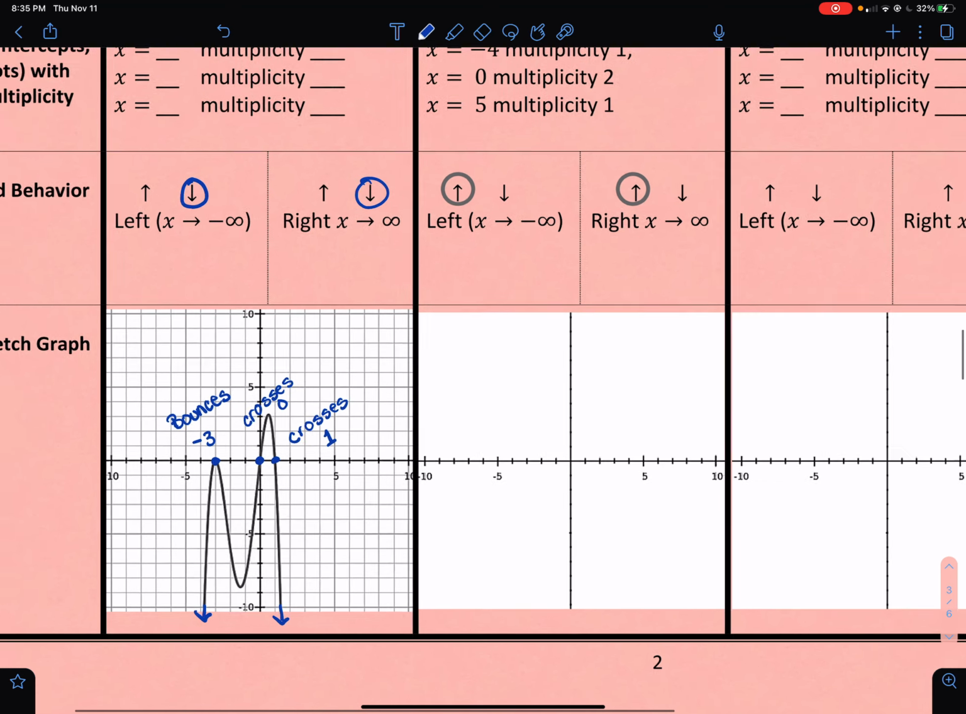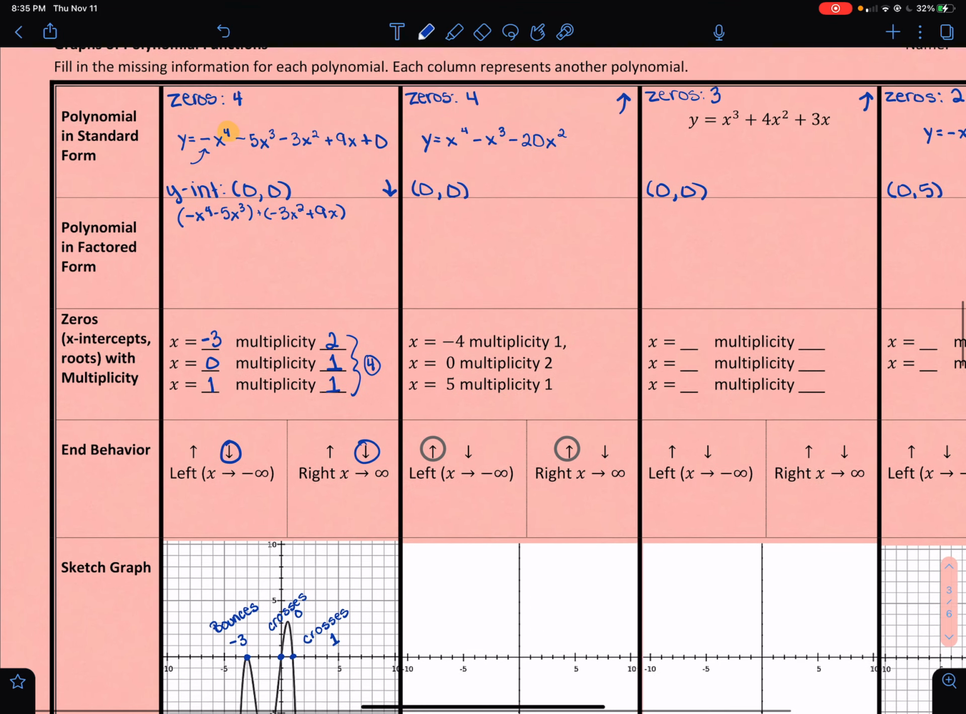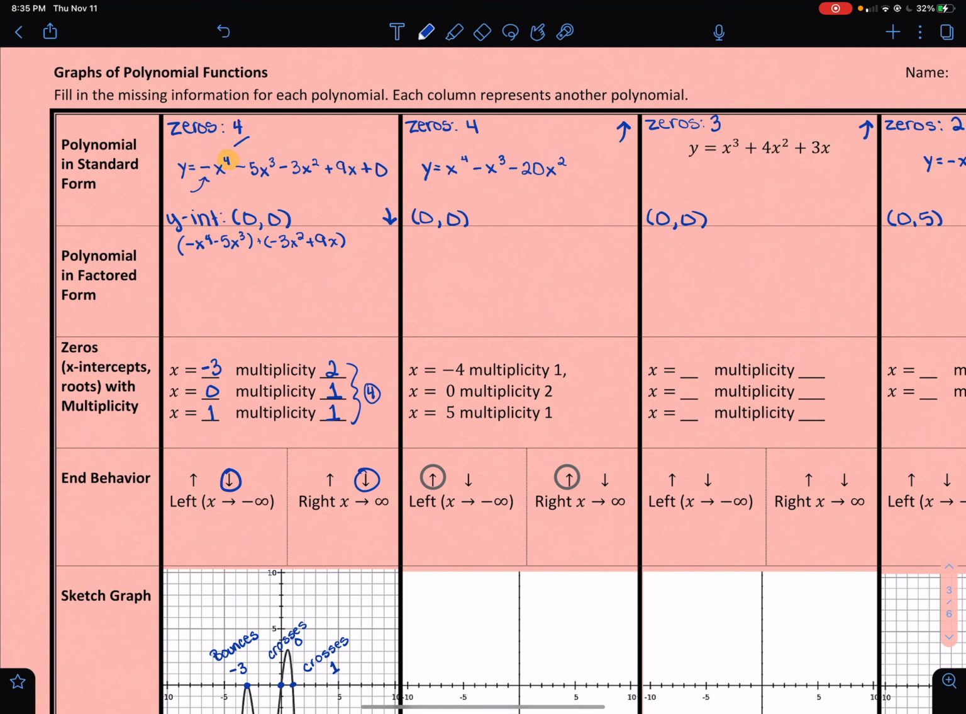So when I'm looking at the multiplicity, I have x equals negative 3, and because it bounces, it happens twice. At 0, it crosses, so it happens an odd number of times. And then at positive 1, it also crosses, and that happens 1 time. Make sure that this number here adds up to the degree that you had in your original polynomial. So we have a degree of 4 here, and we had a degree of 4 here.